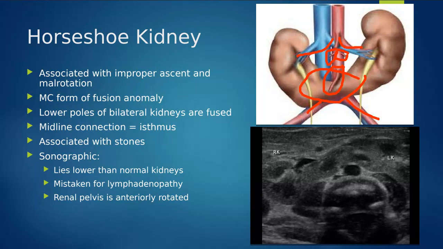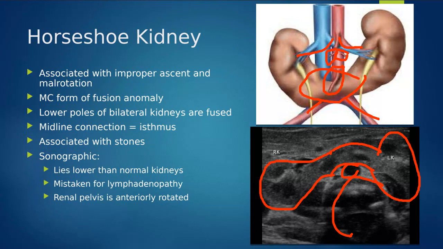And then down here, we're looking in a transverse plane. We have our spine here, we have our aorta here, we have our isthmus here, and then here we have our transverse left kidney coming into our transverse right kidney.